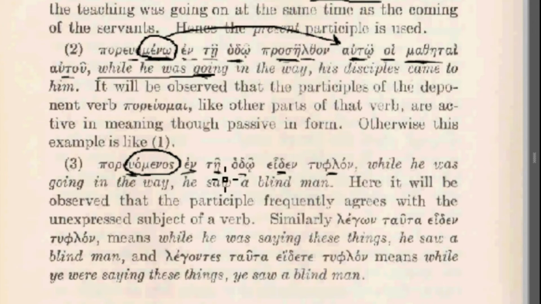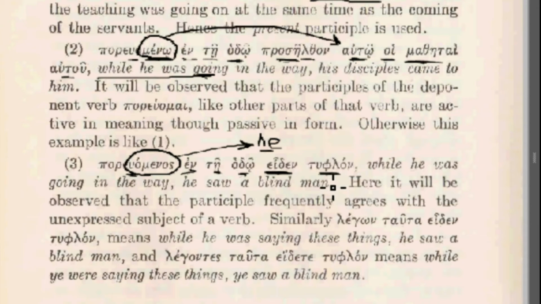So going in the way, and then I see eden, this is the second aorist of blepo, you recall. So he saw, and the word he is the subject of the sentence, and so he is going to be the one who was going. So I'm going to translate it, while he was going in the way, you see, he saw taflon, a blind man. Going in the way, he saw a blind man.